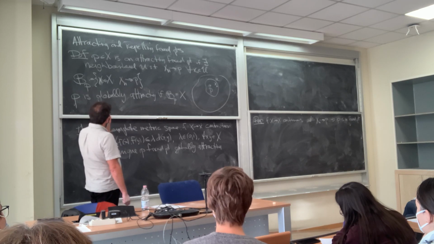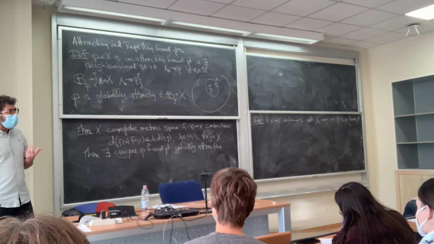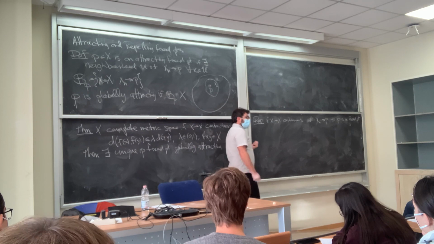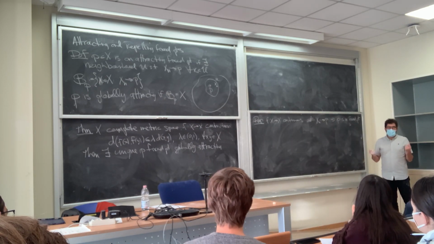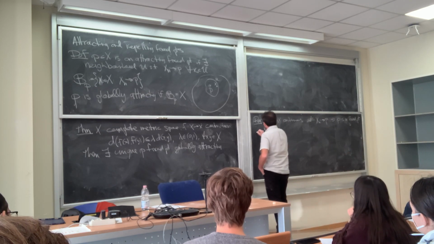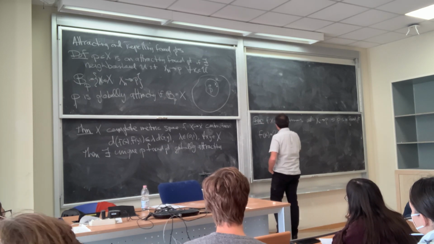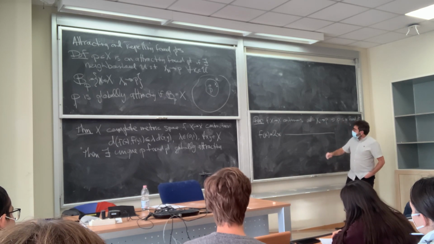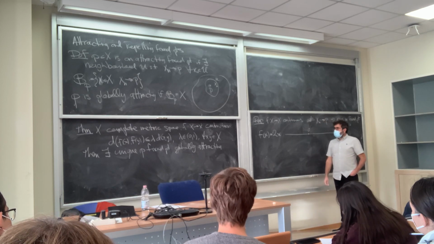Let me say, what about repelling fixed points? How do we define a fixed point that is repelling? It's a little bit more tricky to define what we mean by repelling. What is a repelling fixed point? So if we have the map f of x equals 2x on the real line, then you can see that 0 is a fixed point, right?